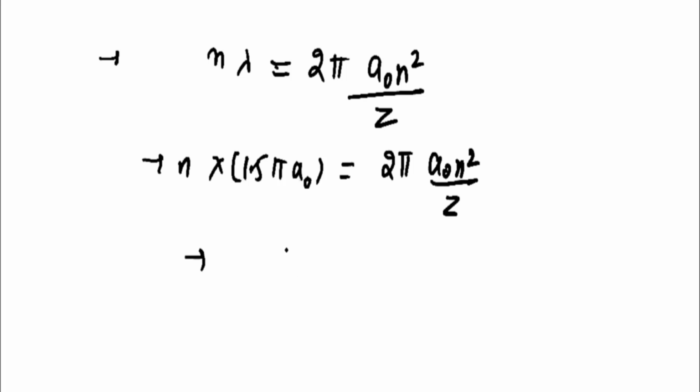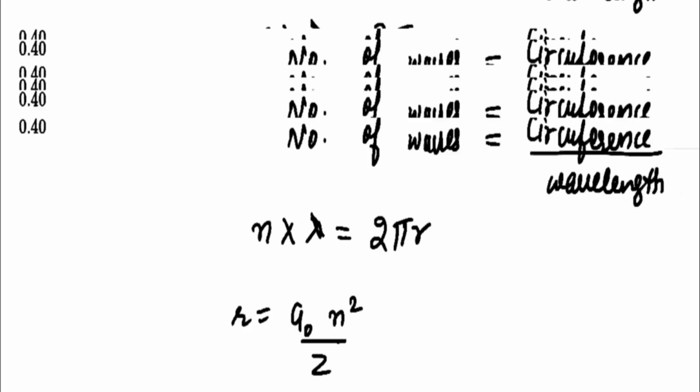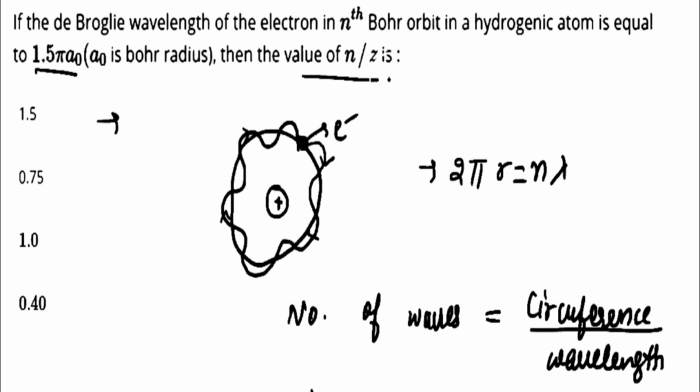So here n by z equal to 1.5 pi a naught by 2 pi a naught, which is equal to 1.5 by 2, which is equal to 0.75. So n by z equal to 0.75. So from here the value of n by z is 0.75. Option 1 is not correct. Option 2 is the correct answer of this question. Options 3 and 4 are not correct here.